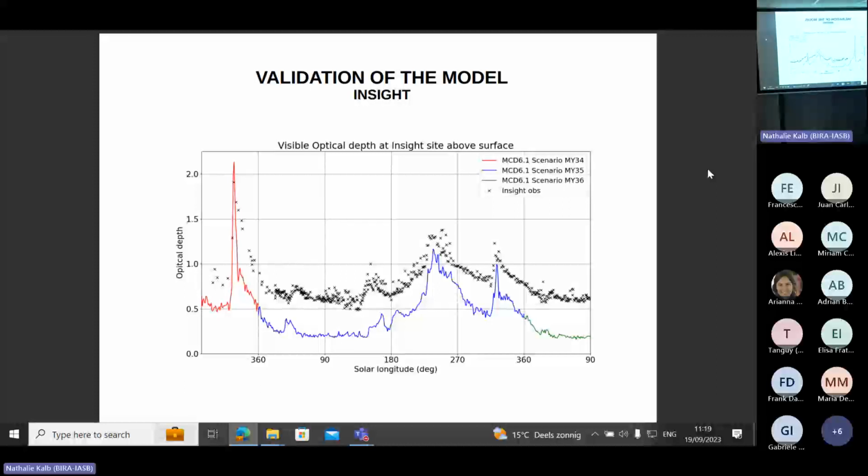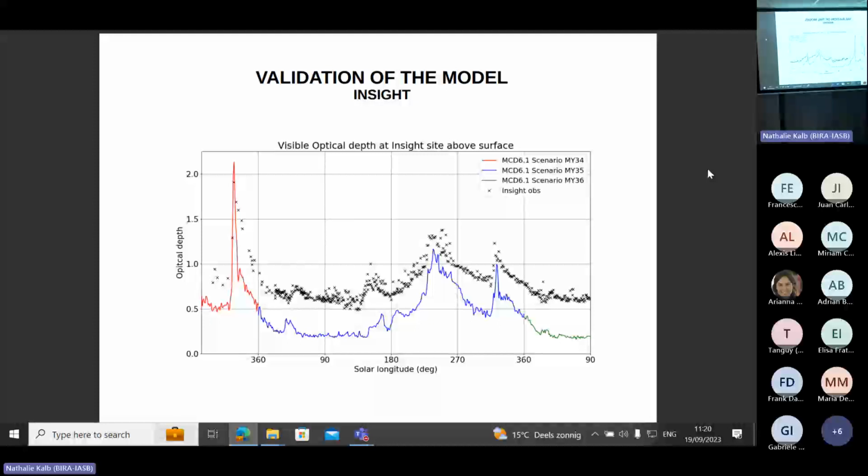So that's the first thing. And you can see also that there is a gap between the dust opacity scenario and the opacity measured by InSight. Well, we think that this is maybe due to the fact that the dust scenario is measured by orbiters, and this opacity here is measured by the lander InSight.